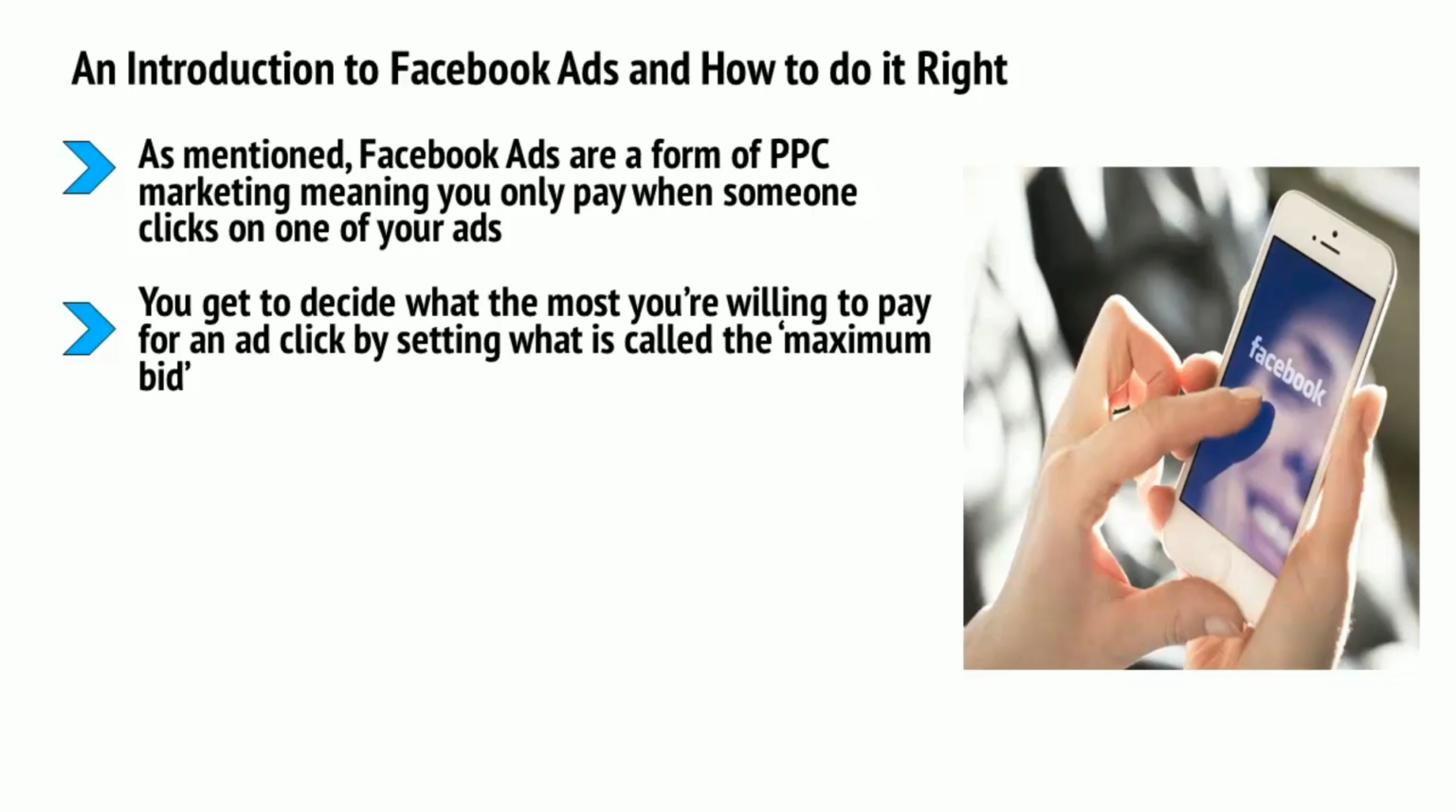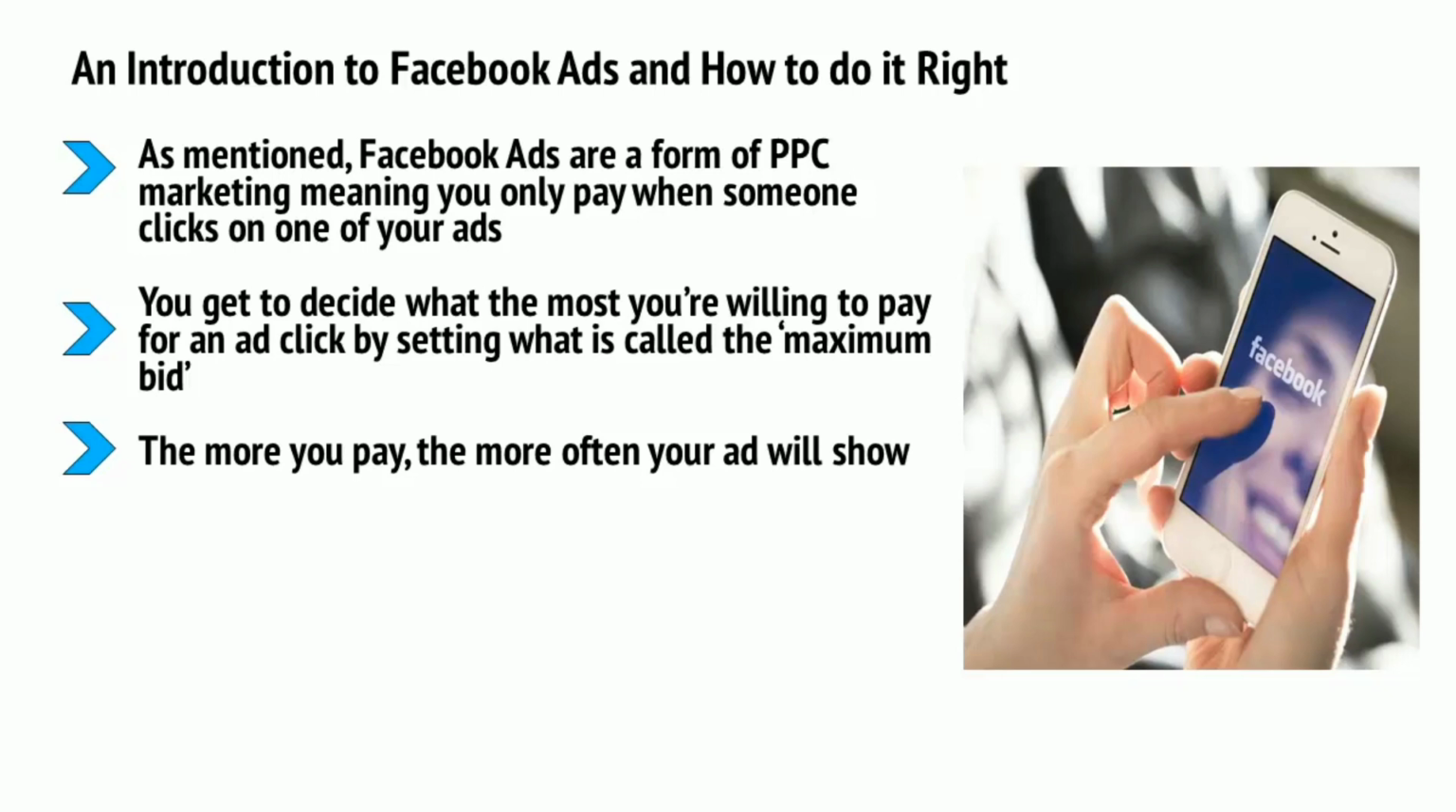You get to decide what the most you're willing to pay for an ad click by setting what is called the maximum bid. Each time two ads are suitable for a single position, they will enter into an automated bidding war, and if your maximum bid is highest, your ad will show. The more you pay, the more often your ad will show. You can show ads a lot for a low price if you pick a smaller niche with less competition. Another reason not to pick fitness if you want to make money fast.